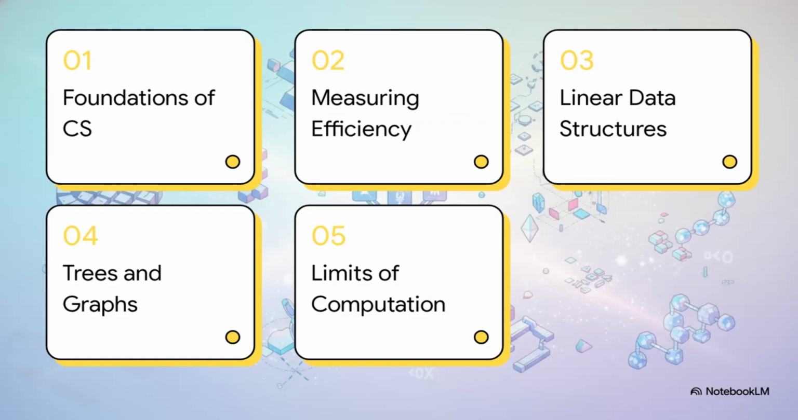Okay, let's dive into our blueprint for today. Here's the agenda. First, we'll cover the foundations of computer science. Then, we'll look at measuring efficiency with Big O. Third, essential linear data structures. Fourth, we'll get into trees, networks, and graphs. And finally, we'll wrap up with the limits of computation.